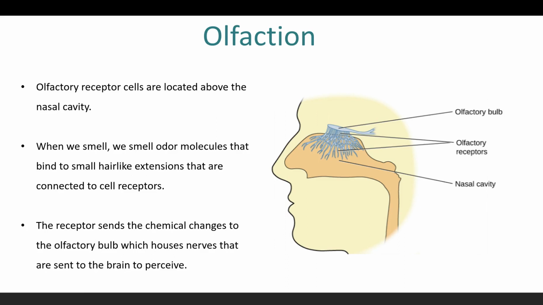And then the receptor cells send the chemical changes to the olfactory bulb, located above the olfactory receptors, which houses the nerves, and the signals are then sent to the brain to perceive smell.